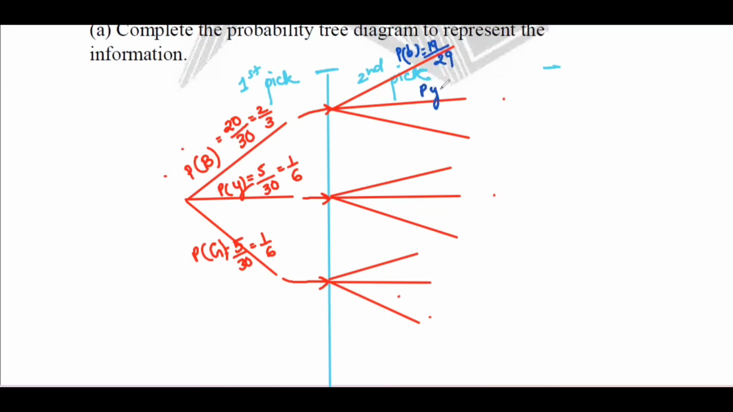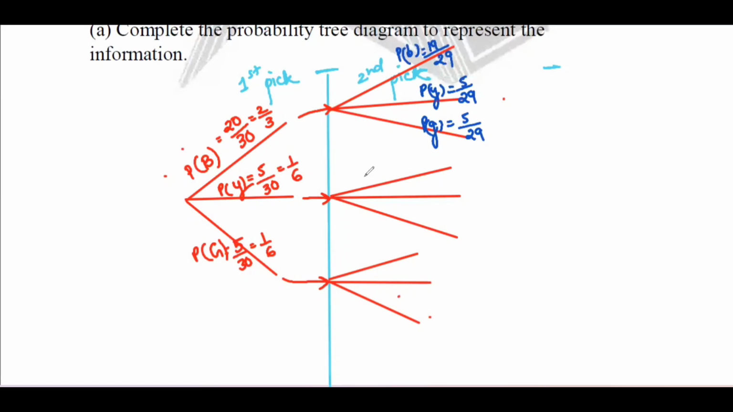Probability of picking yellow will be, previously there were 5 yellow marbles and still there are 5 yellow marbles. But out of 29, why 29? Because already there is one less blue marble. And probability of picking green is, previously there were 5 and still it's 5 because he hasn't chosen the green yet. It's just after the blue, out of 29.